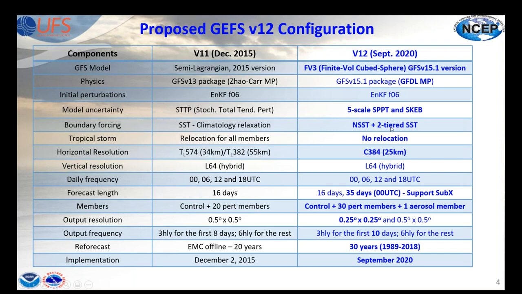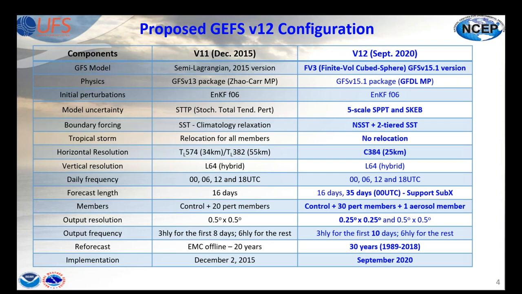And so we need to deal with ocean conditions in terms of SSTs. Initial plan was to couple it to the ocean model, but that was not ready. So we had to design an alternate strategy where we use the NSST, same as in the GFS, and also the two-tiered SST, where the forecasted SSTs from CFS are relaxed to observations in the GEFS forecast system. The tropical cyclone treatment, there is no relocation, just like in the global deterministic model. We felt like it is no longer necessary.